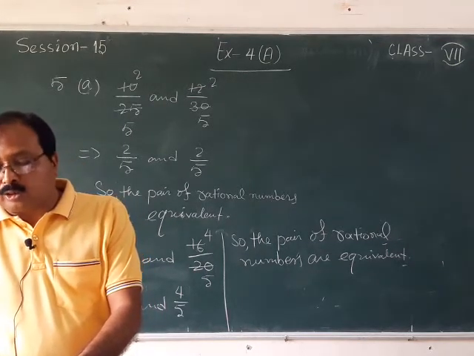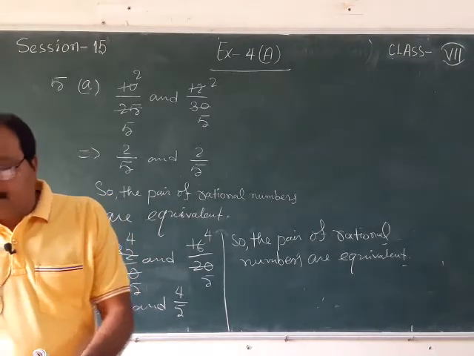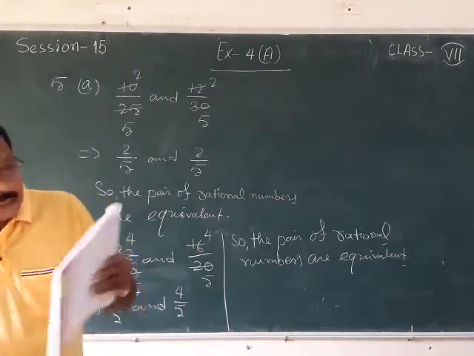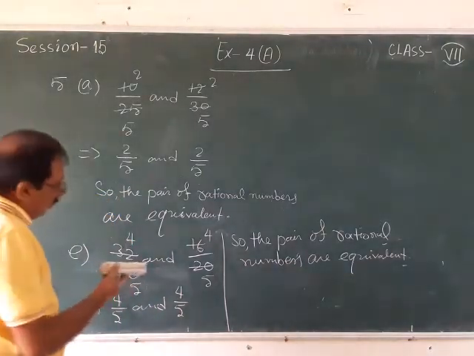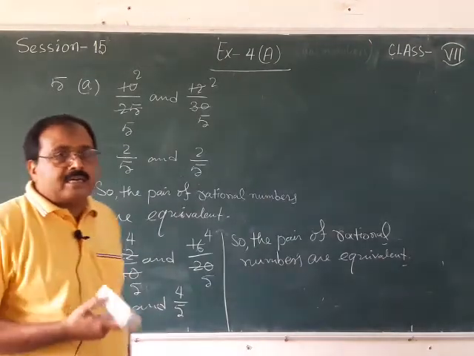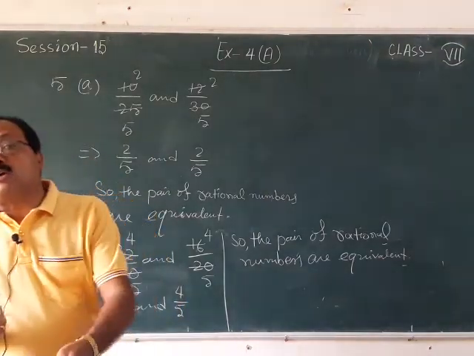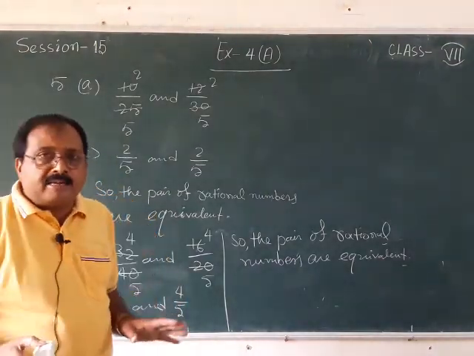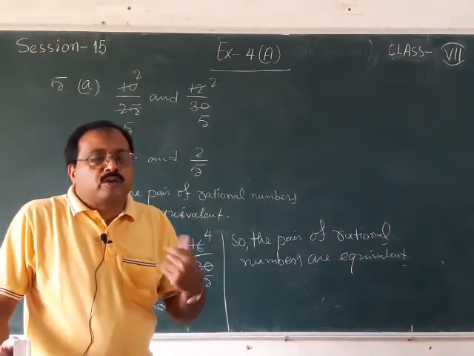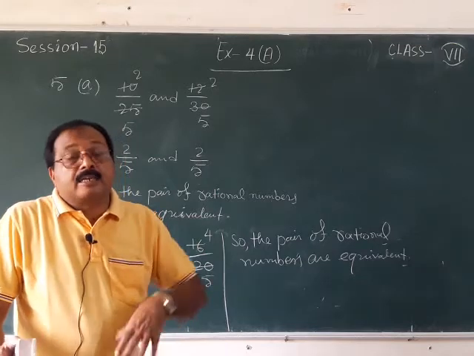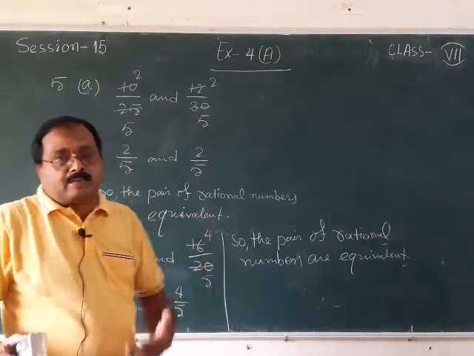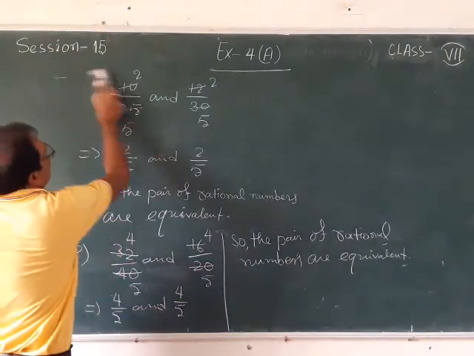So question number 6 now: check whether the given pair of rational numbers are equivalent or not by finding the cross product. So here, this was one of the methods to check whether the given rational numbers are equivalent or not. What is the method? To change the given rational numbers into equivalent fractions. Another method is you can check the fractions by cross multiplying, that you can check in question number 6.